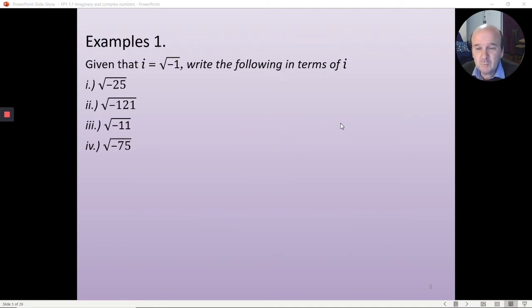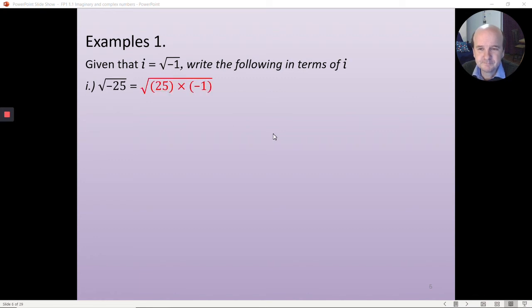Given that i is equal to the square root of minus 1, write the following in terms of i. Now you should pause the video at this point, have a go at answering those 4 questions yourself. When you're happy that you've answered them as well as you can do, then restart the video. Okay, hopefully you did what you were supposed to do.